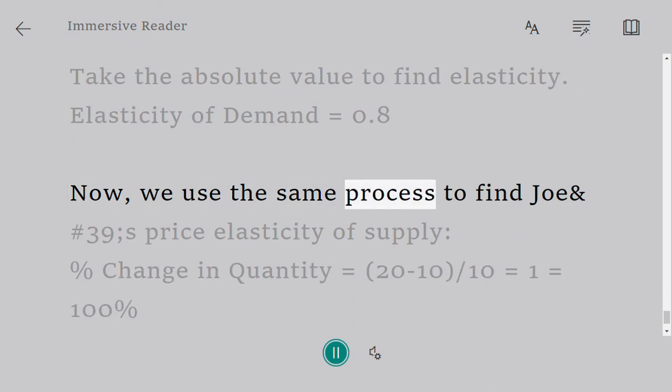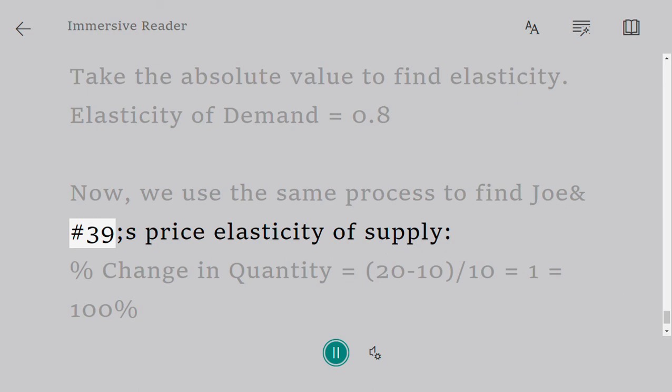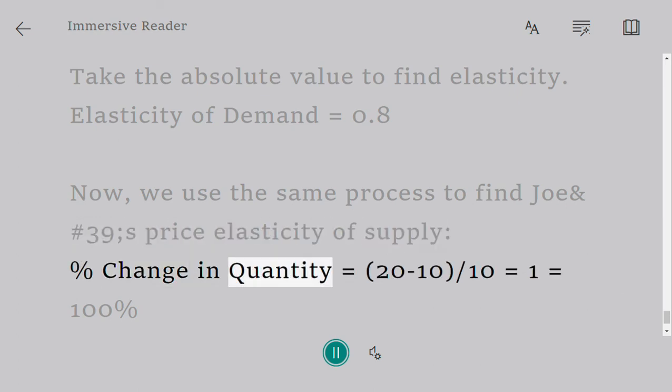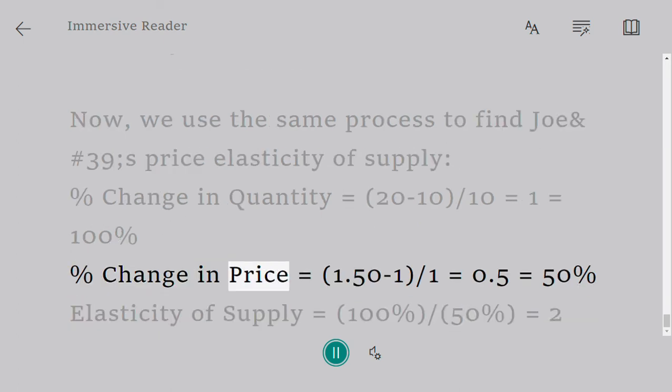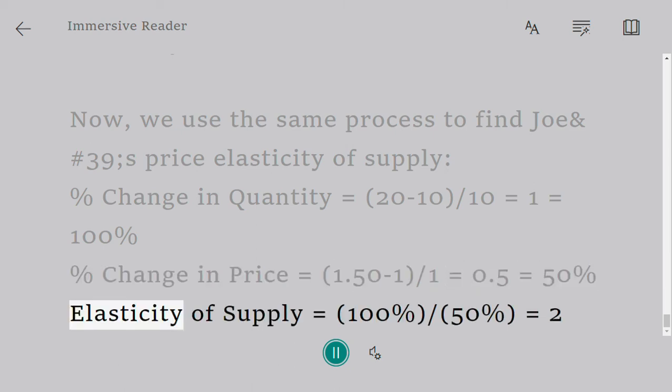Now, we use the same process to find Joe's price elasticity of supply. Percent change in quantity equals (20 - 10) / 10 equals 1 equals 100%. Percent change in price equals (1.50 - 1) / 1 equals 0.5 equals 50%. Elasticity of supply equals 100% / 50% equals 2.